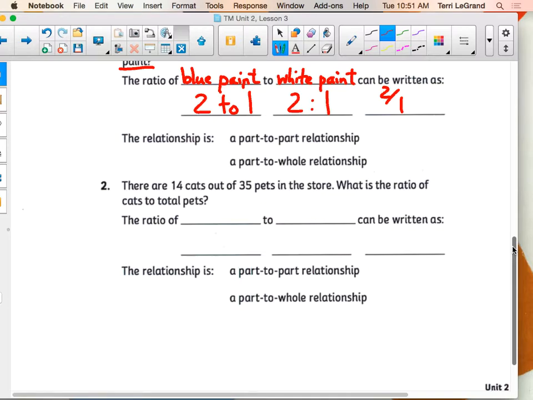Part to part or part to whole? Blue paint and white paint, trying to make light blue paint. We have a part to part or a part to whole relationship. How many of you agree on this table up here? They say part to part. You all should be agreeing with them. It's a part to part relationship. What would make it a part to whole?